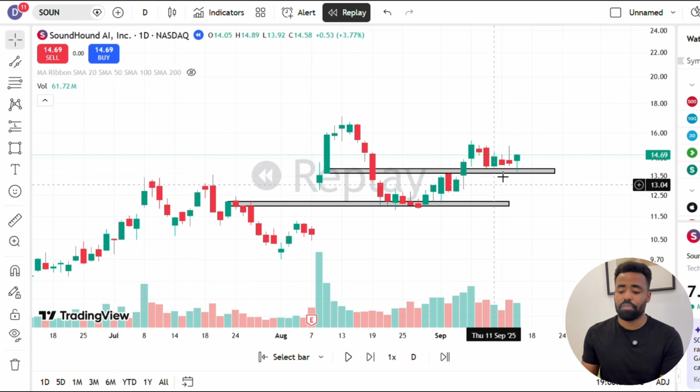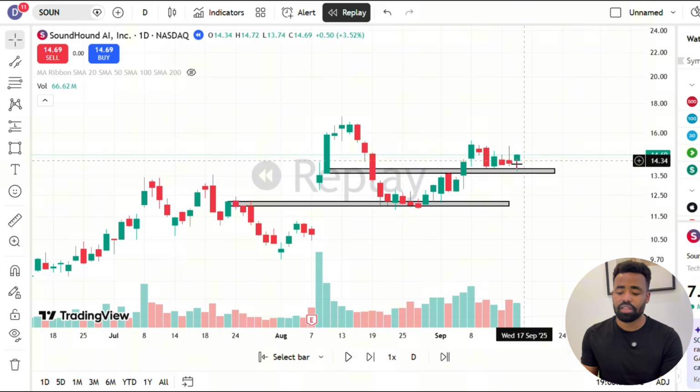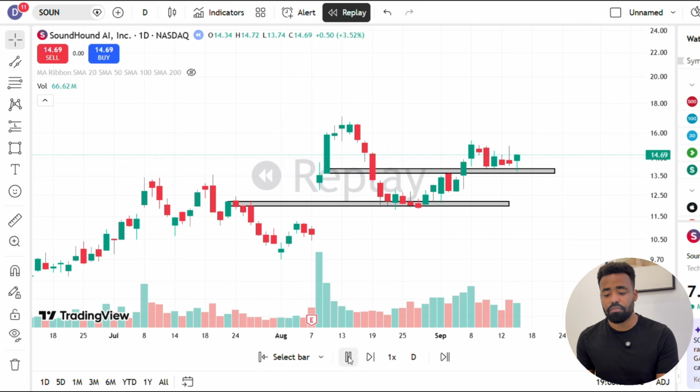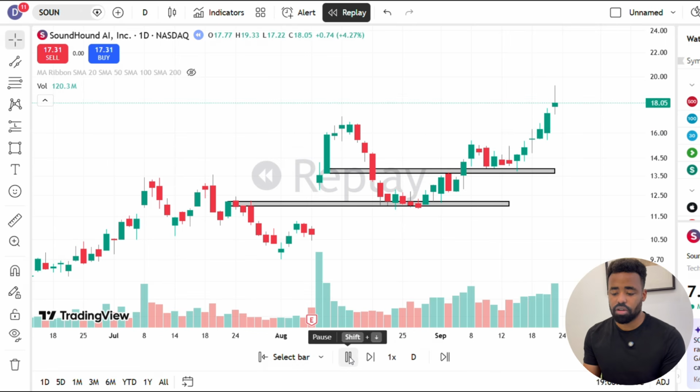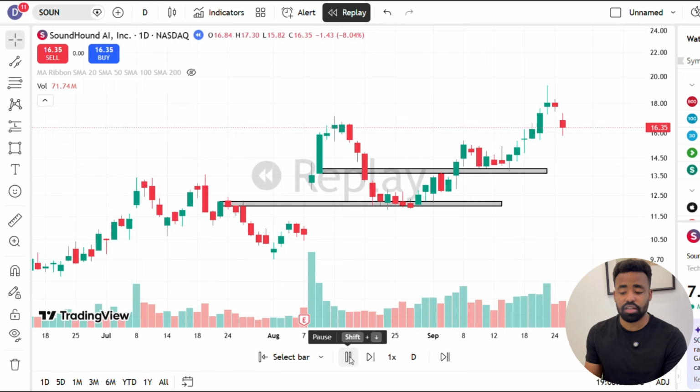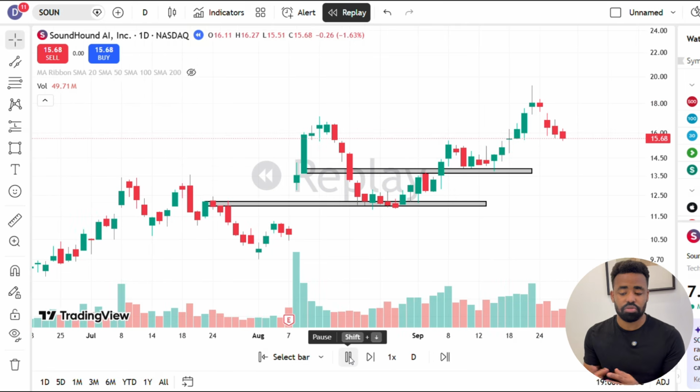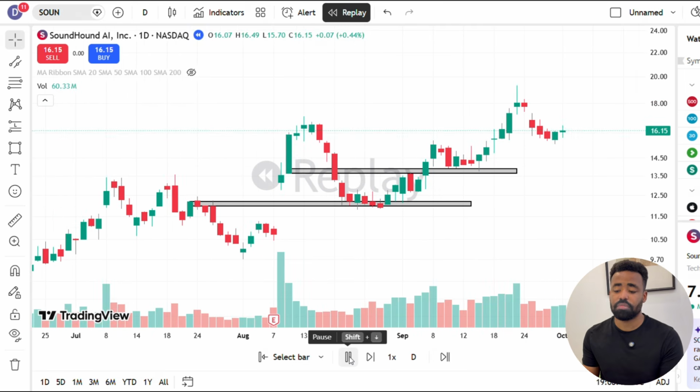Now before I ever buy a stock, I already know exactly where my stop loss is going. So if buyers are truly defending this support, then price shouldn't be making new lows below this area. But if it does, let's just say it does, that means my thesis would be invalid. And that's where my stop loss goes. I went over stop losses and risk management in my past video, so go check that out if you haven't.